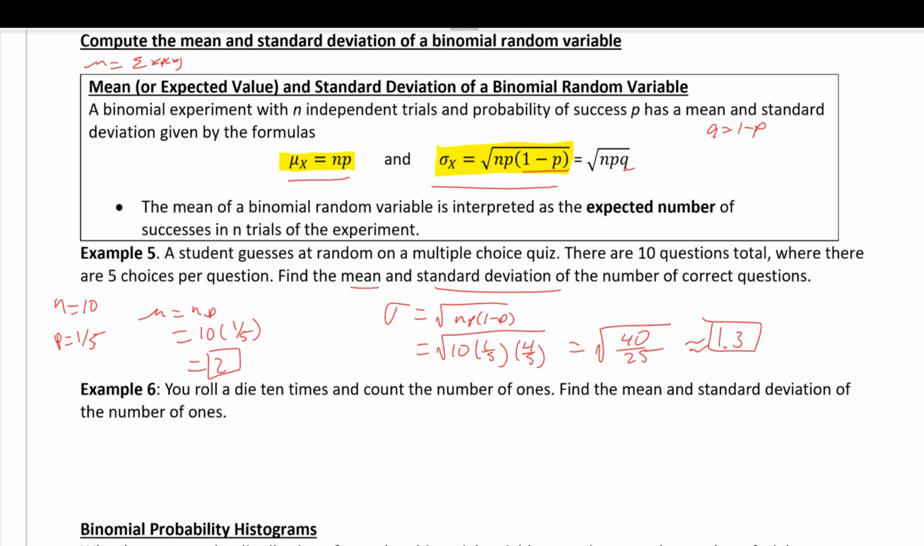Let's do another one. You roll a die 10 times and count the number of ones. Find the mean and standard deviation. All right, again, the n and the p have to be identified first. Roll the die 10 times, so n is 10, and the number of ones is what we're looking for. In a die, there are 6 sides. I'm assuming this is a 6-sided die. So the probability of getting a 1 is 1 out of 6. Okay. Again, let's find the mean value.